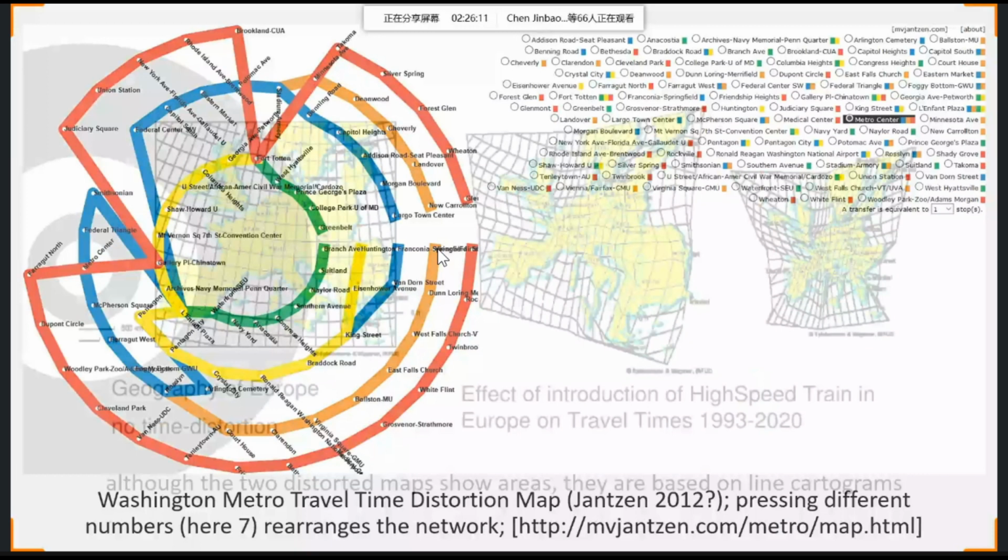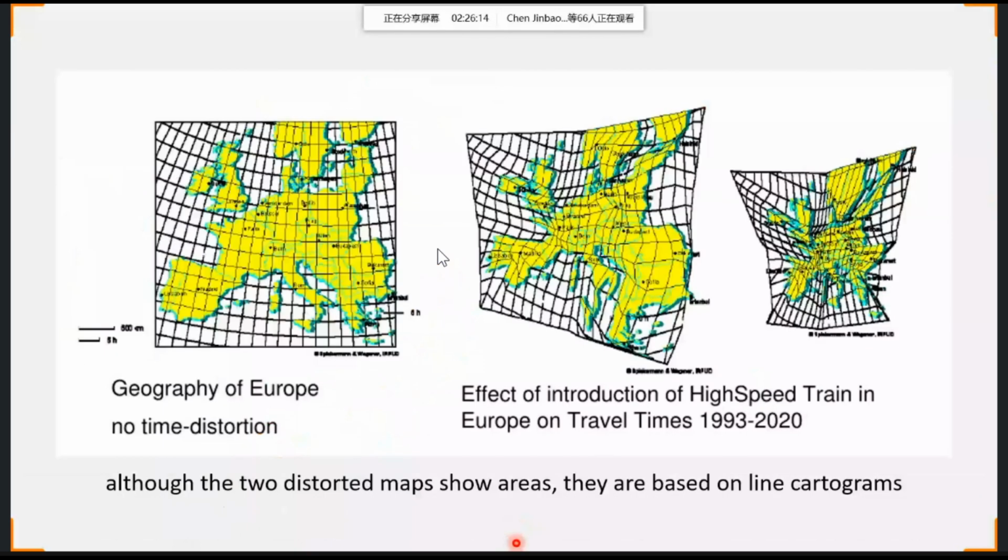And here now these examples about the global village metaphor. So maybe you've seen such maps before. This is the normal geography, the normal map of Europe. So you have no time distortion here. But then this is about the effect of introducing high-speed trains to Europe. This is 1993, and this would be maybe in 2020. Of course, these examples are older. So this was just something maybe they hoped. In fact, we do not have this situation now in the year 2020.